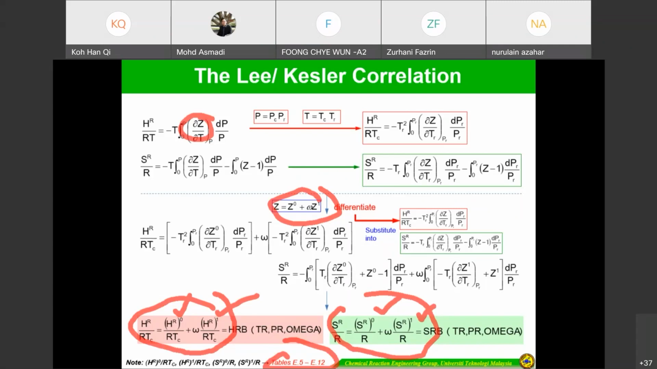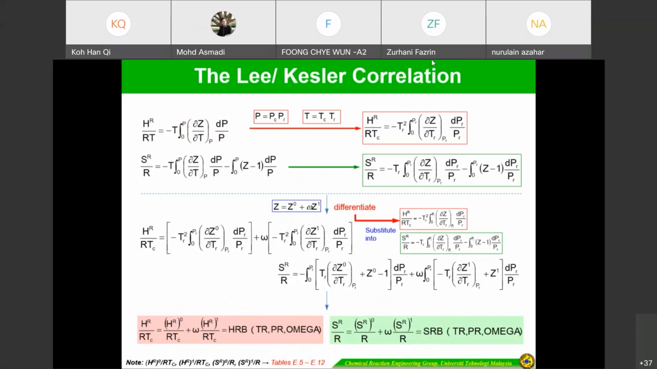Similarly for Z0 and Z prime, you have to do the interpolation to determine Z0 and also Z prime. For the value of omega, you can refer to Appendix B1. So this one is a table, and in table E5 they have HR1, this one.